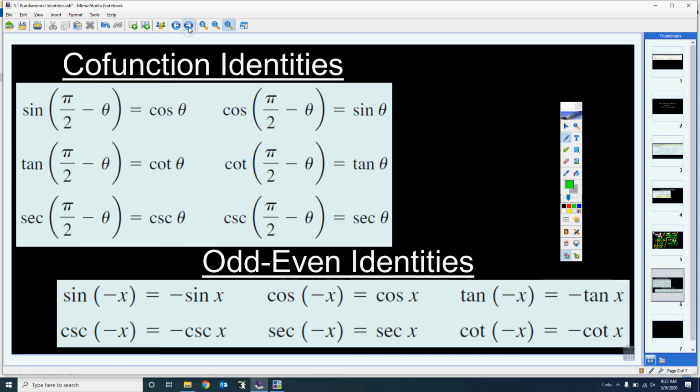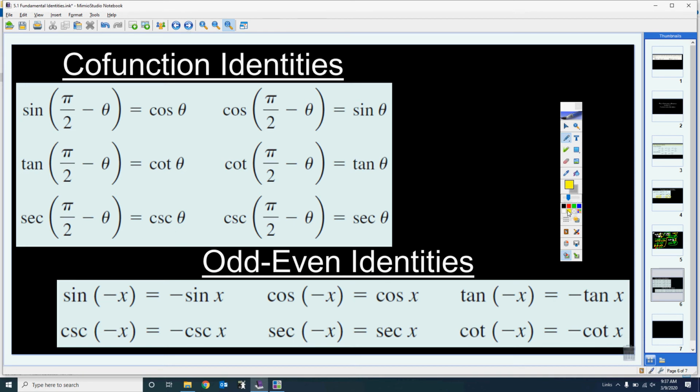Our next set of identities, the last set we'll have for this lesson, are our cofunction identities and our odd-even identities. Cofunction identities basically just say that if I shift my function by pi over 2, then I can end up with a different function. And my odd-even identities tell me that for almost all of my identities, if I change the angle to being negative, so let's say I find sine of negative 60 as opposed to positive 60, the only difference is it changes the sign of my final answer.